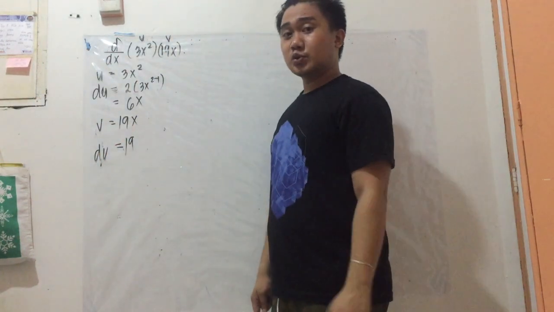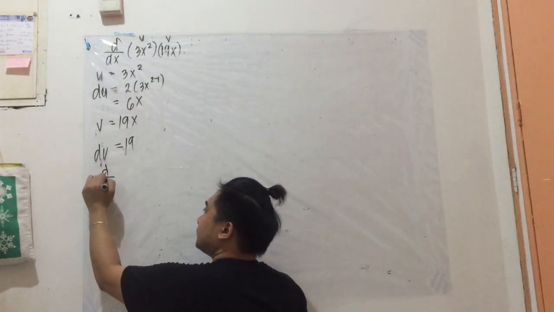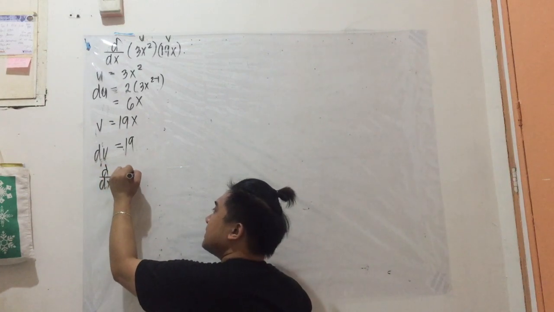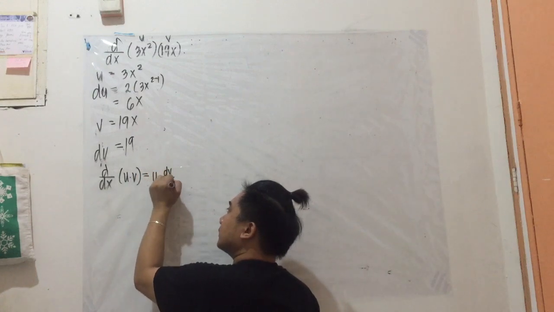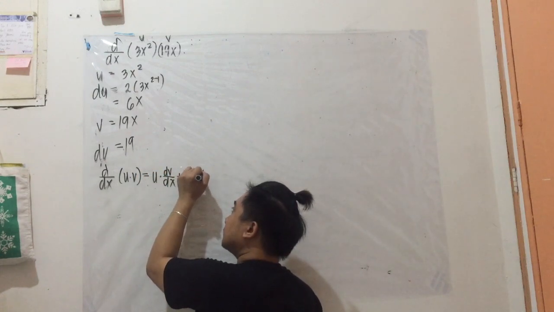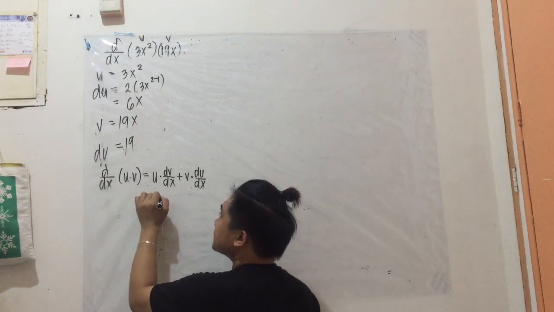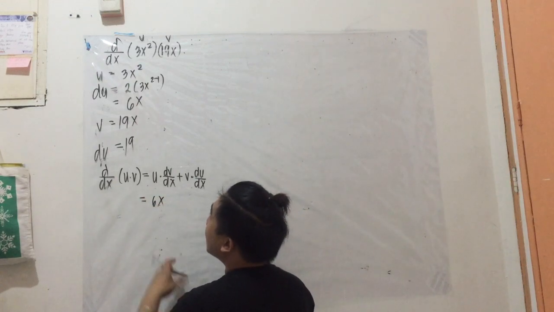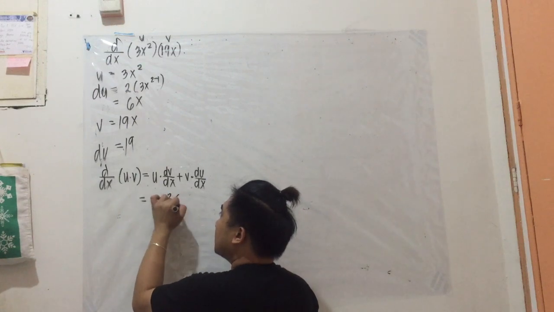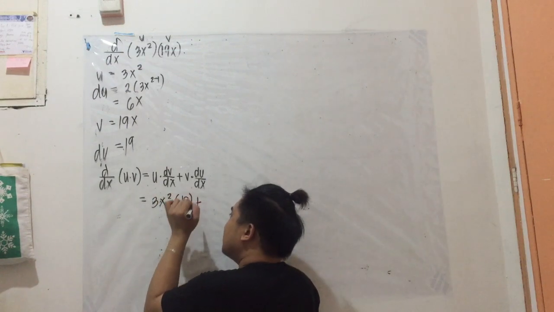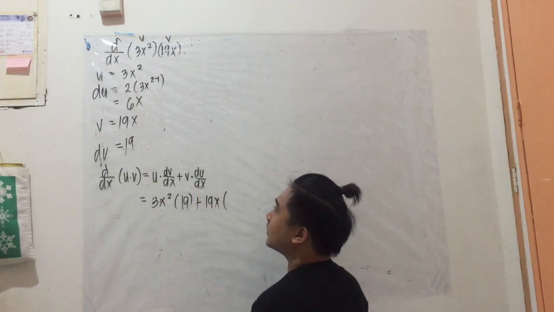And gawin mo lang ulit yung u dv plus v du. So, derivative of u times v, paulit-ulit mo lang sulatin para hindi mo makalimutan. Okay. So, ano yung u natin? Ang u natin ay 3x squared. Ano ang dv ko? 19. Plus. Ano yung v ko? 19x. Ano ang du ko?